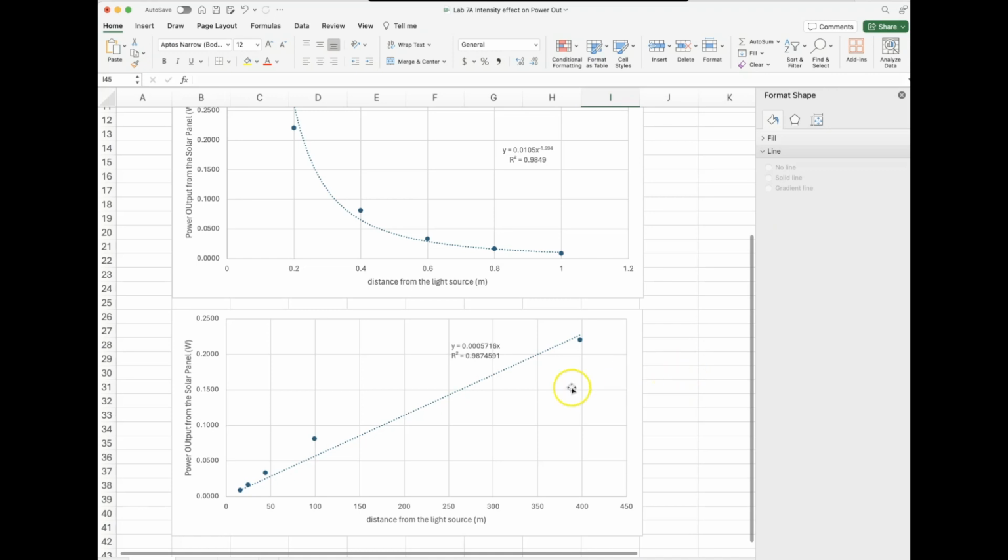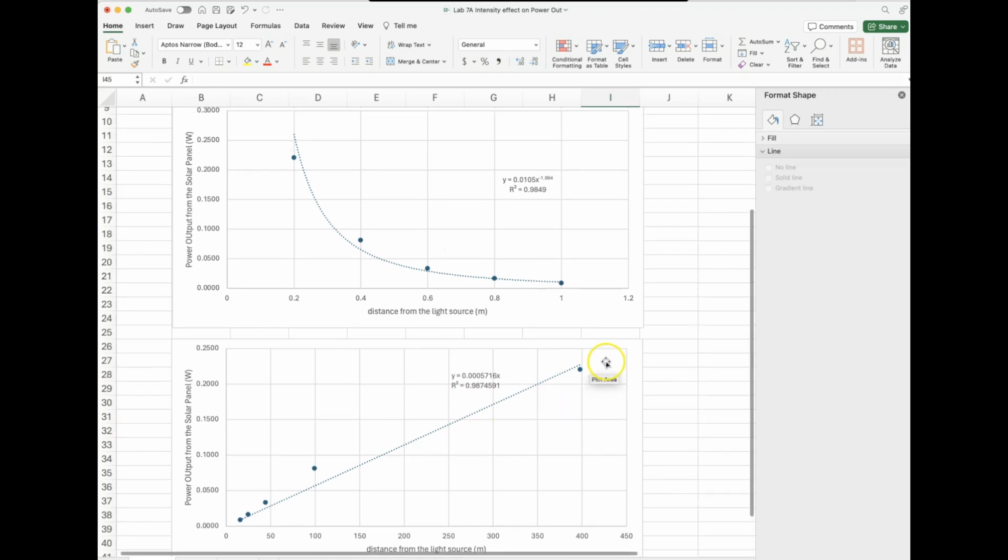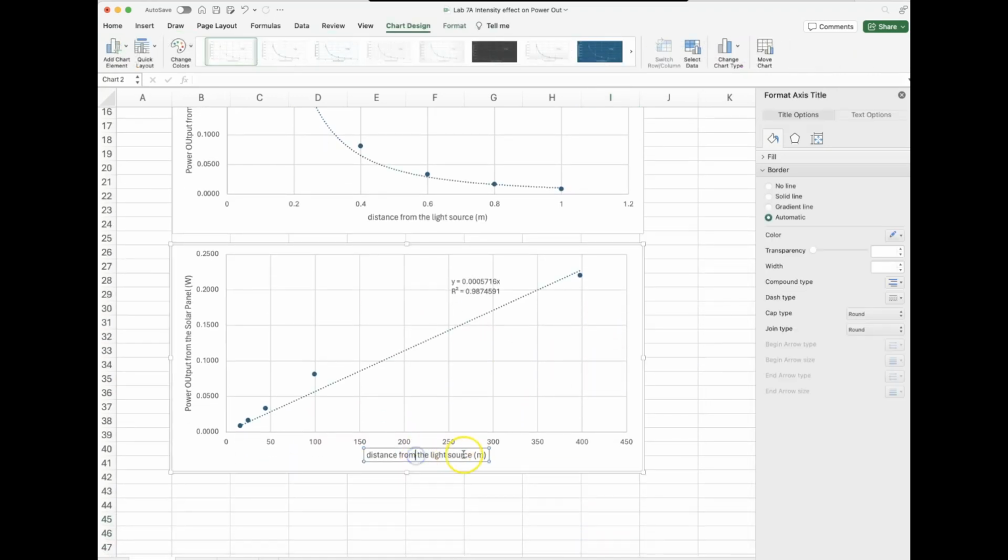This is the graph for honors physics. I have to fix this to be intensity of the light source at the solar panel, and it'll be in watts per meter squared. Okay, let's spell this correctly.